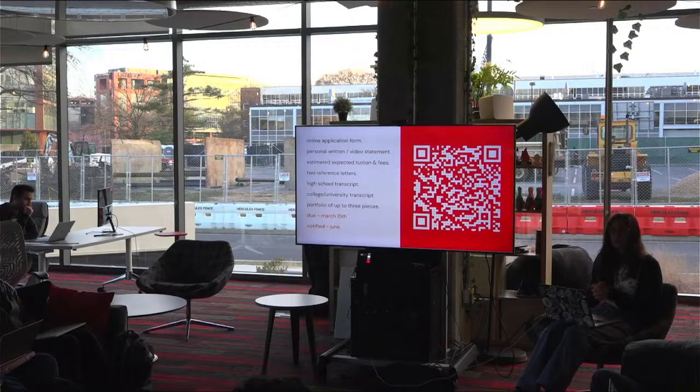Information about the application process can be found at this QR code, so if you're interested in learning more details about what the application process is like, you can feel free to scan this one. Do you want me to go back? There you go.